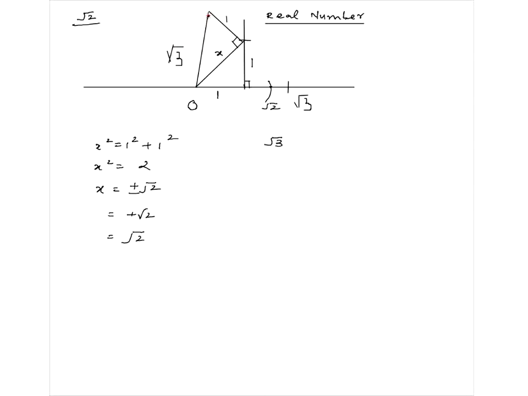Since we know it is root 3, put the needle of the compass here, take this measurement and cut an arc. And you are done. Where it cuts the line, that point is root 3. So this length will be root 3. Any questions? Let me know.